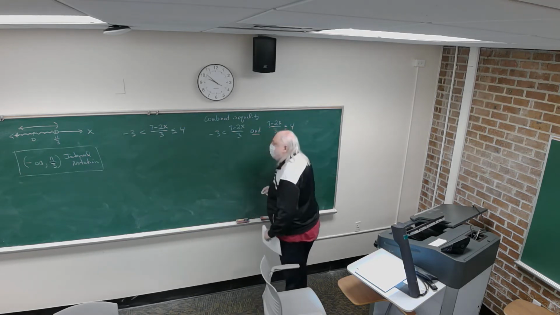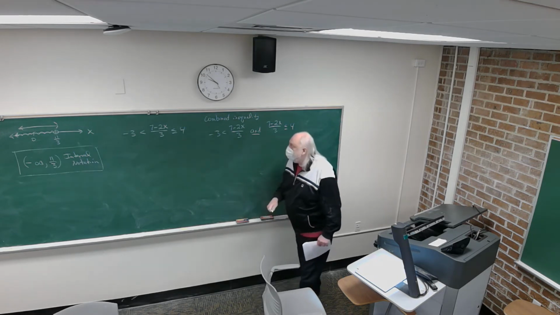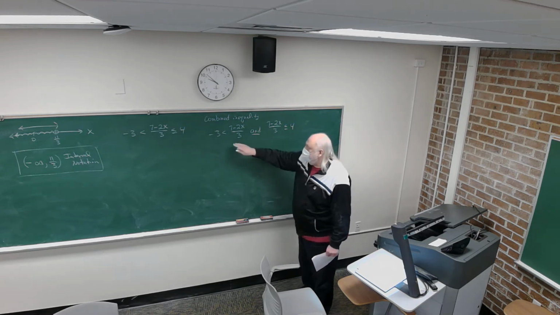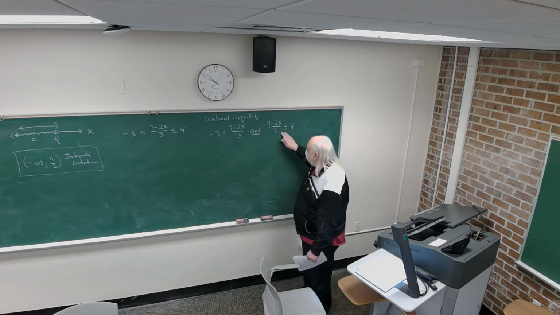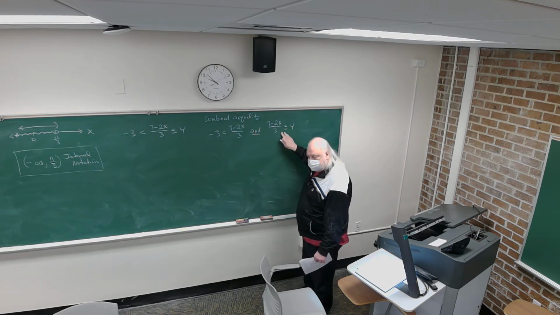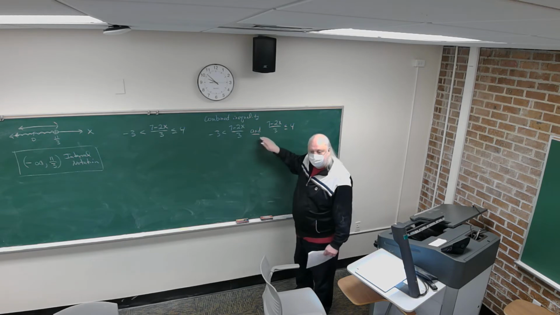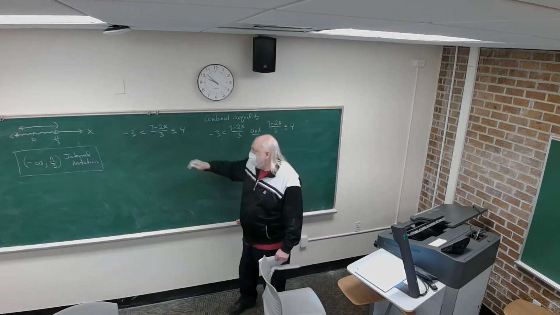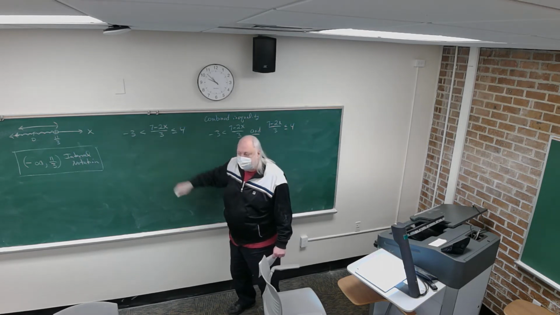Okay. So, in solving this combined inequality, what we have here are two linear inequalities. And so one way of solving this combined inequality would be to solve this first linear inequality, find its solution set. Then solve the second linear inequality, find its solution set. And then find all the values of x that are in both solution sets. And the values of x that are in both solution sets are the solution to this combined inequality.